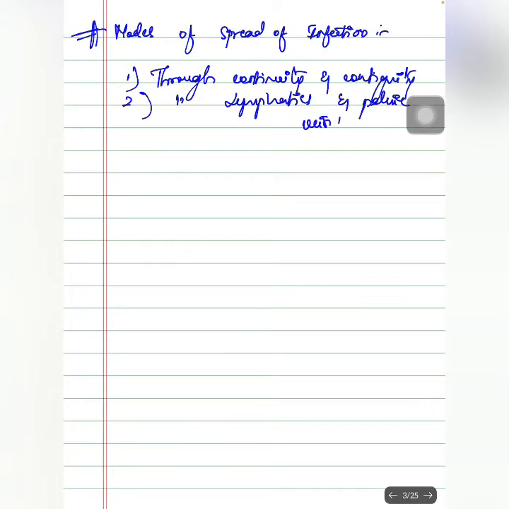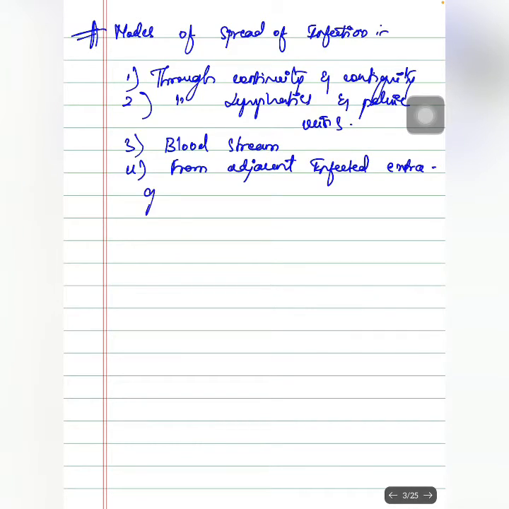This is seen in post-abortal and puerperal infections, which are pyogenic organisms other than gonococcus. The third one is through the bloodstream, which is tubercular. The fourth is from adjacent infected areas or organs. So these are the four modes of spread of infection: continuity and contiguity, lymphatics and pelvic veins, bloodstream, and extragenital adjacent infected organs.